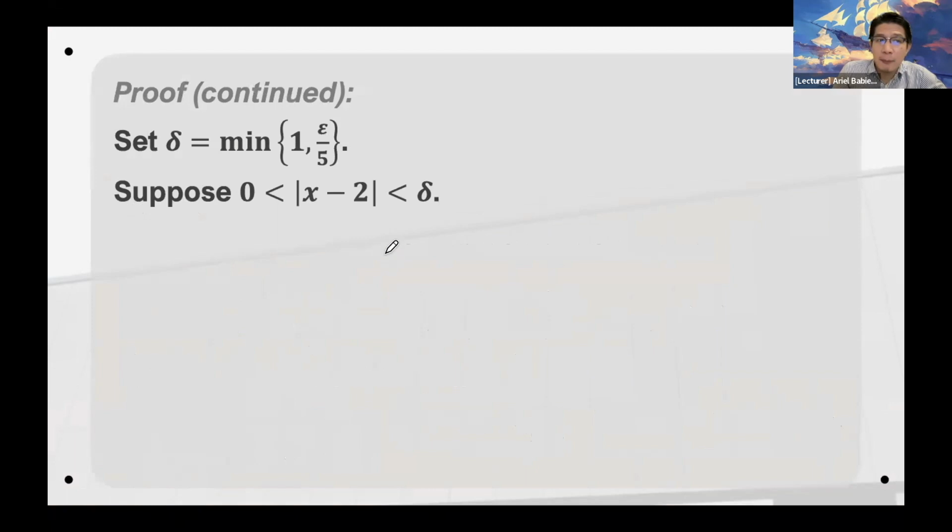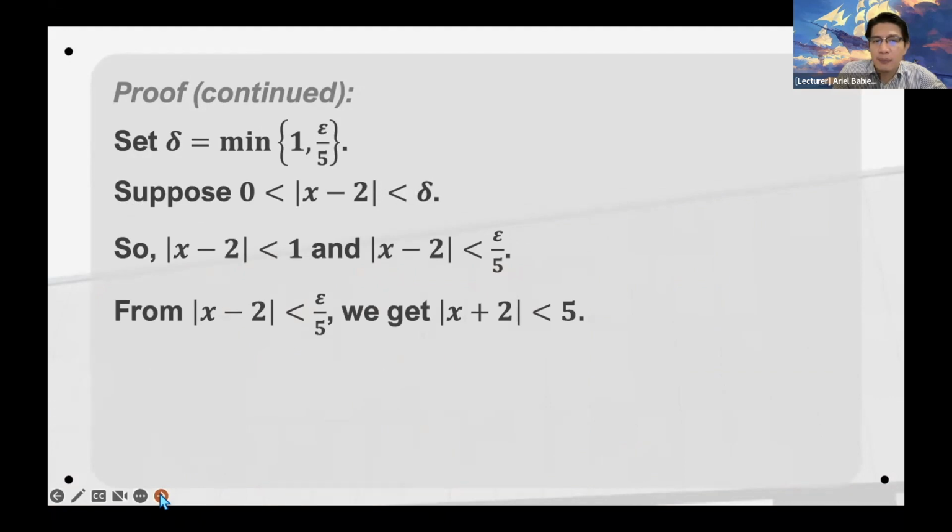Okay. Ito pa rin po yung kanina, once you have the delta, assume the absolute value of x minus 2 is less than delta, but then do notice there are two possible values for the delta. And for this case, you have to consider in fact both. Okay? Since absolute value of x minus 2 is less than delta, it will be less than 1 and also less than epsilon over 5.